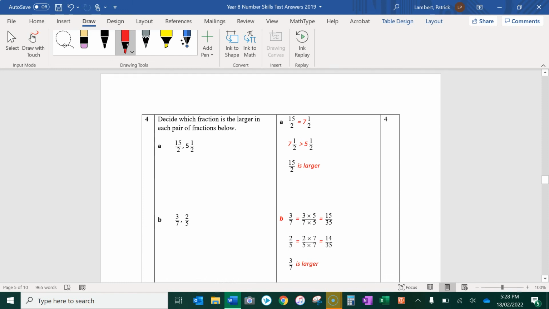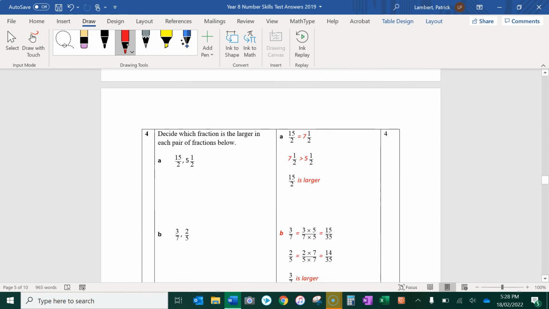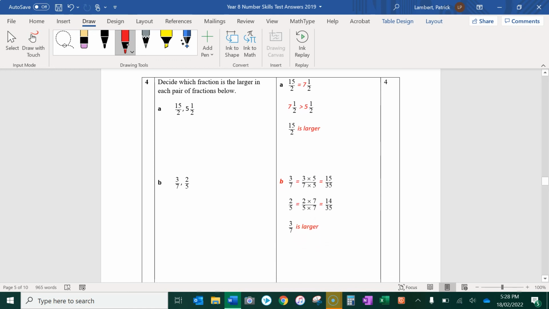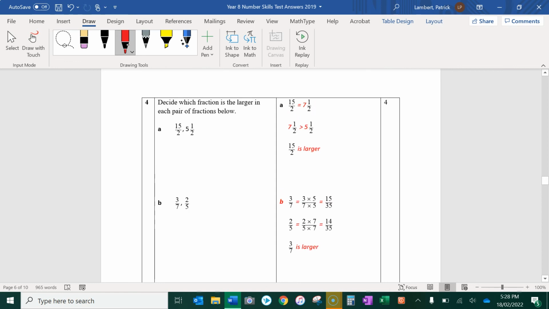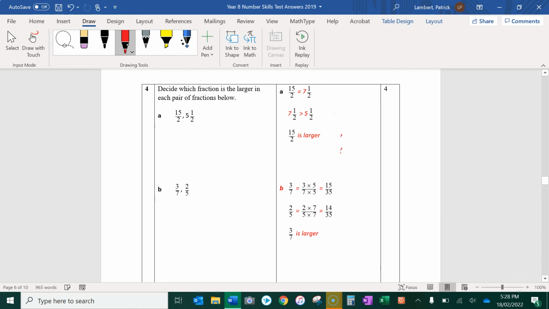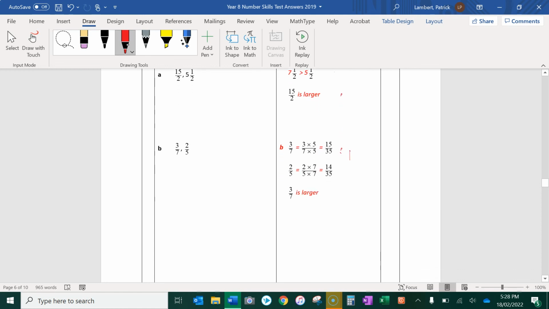So that's pretty simple. Here you've got to put it into 15 over 2, which equals 7.5. So 7.5 is going to be larger, 15 over 2 is larger than 11 over 2. You get 2 marks, show 1 line of working out here. Which one is larger? Convert them to a LCD.